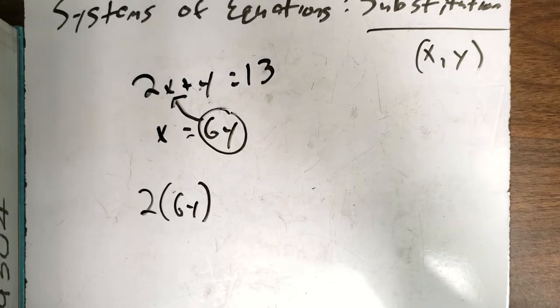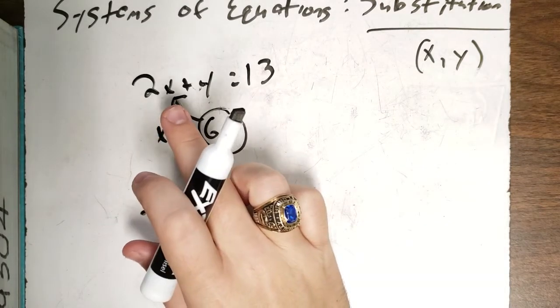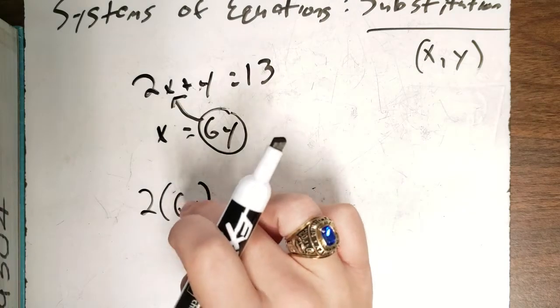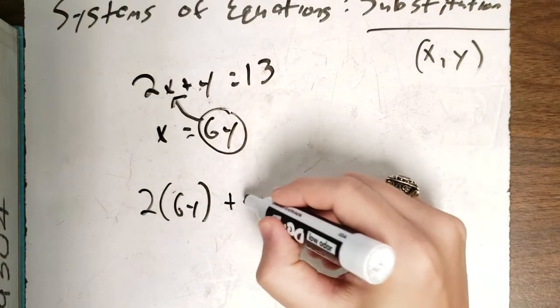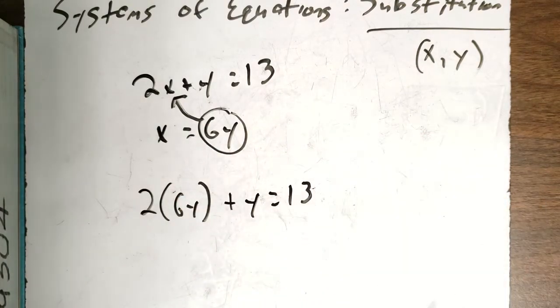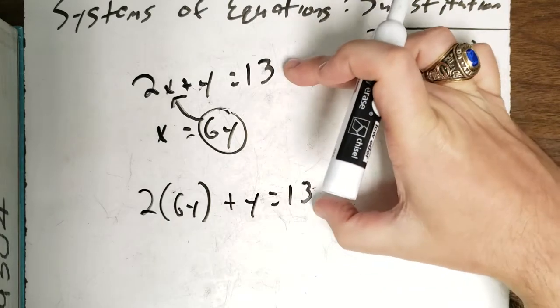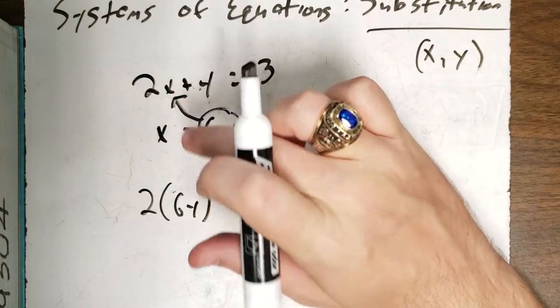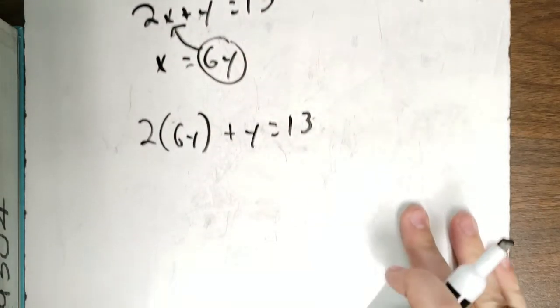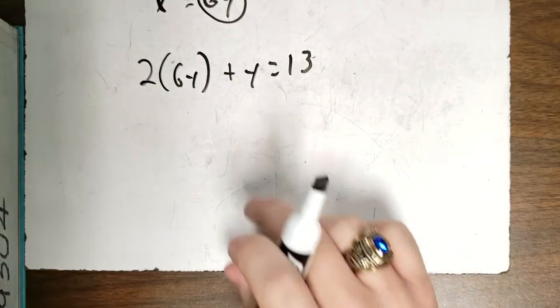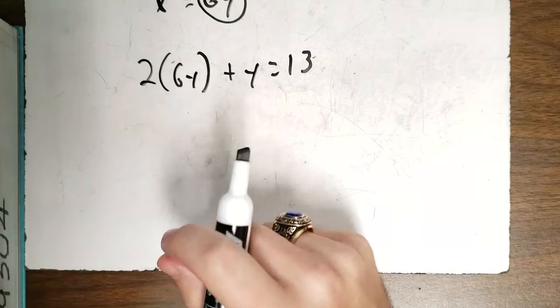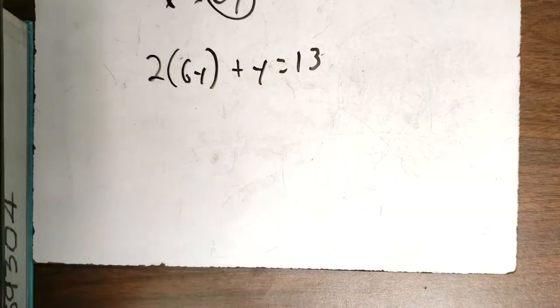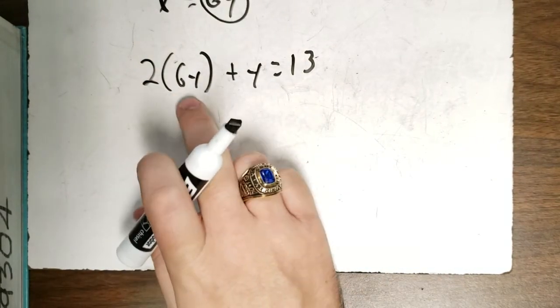So 2, and x is no more, x is now 6y, and then write the rest of the problem, plus y equals 13, okay? So it's the same problem, but our x is now 6y, okay? Now we have 2 y's in here, now we can solve for y, okay? So let's do the math. Get rid of these parentheses first.